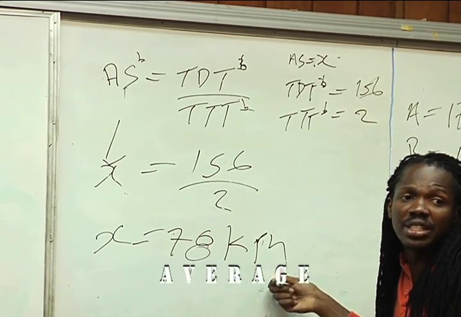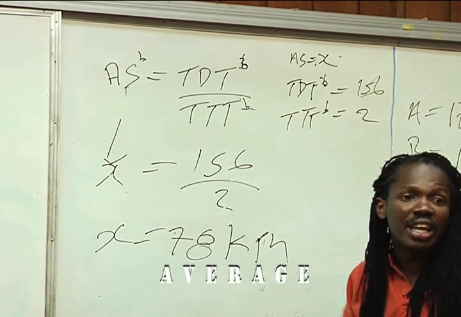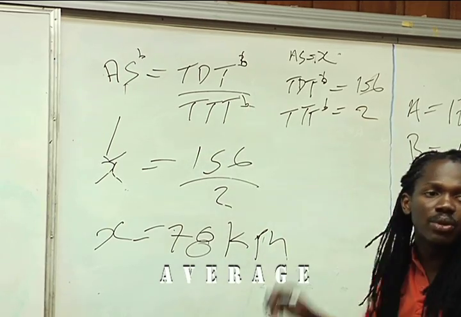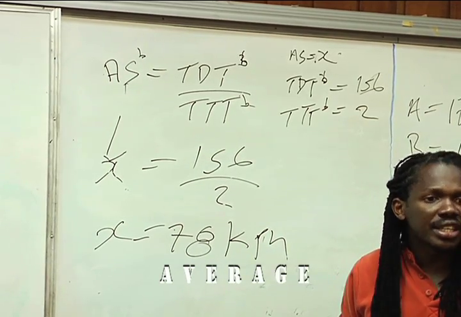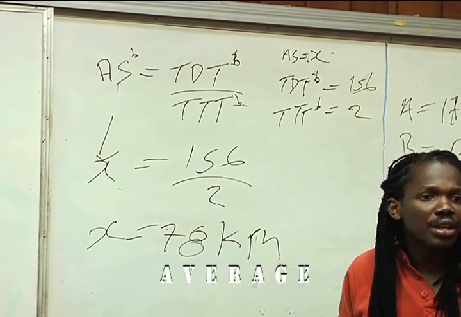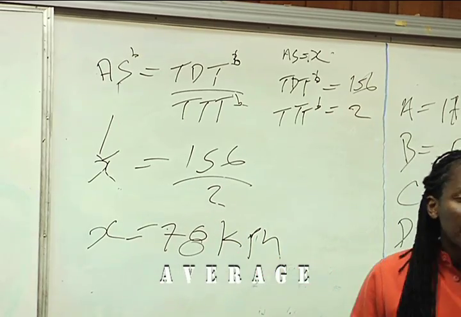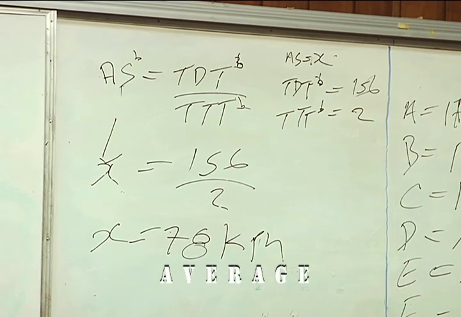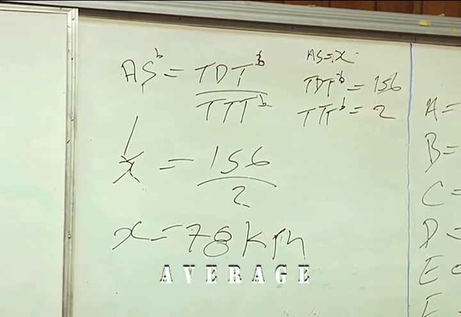Why do we know it says kilometers per hour? Because the average speed is always per hour. If we find TDT, what would the answer be? Kilometers straight. And if we were finding TTT, what will the answer be? Hours straight. But once you're finding average speed, it is per hour, whether miles per hour, meters per hour, or kilometers per hour. You understand that? You understand?